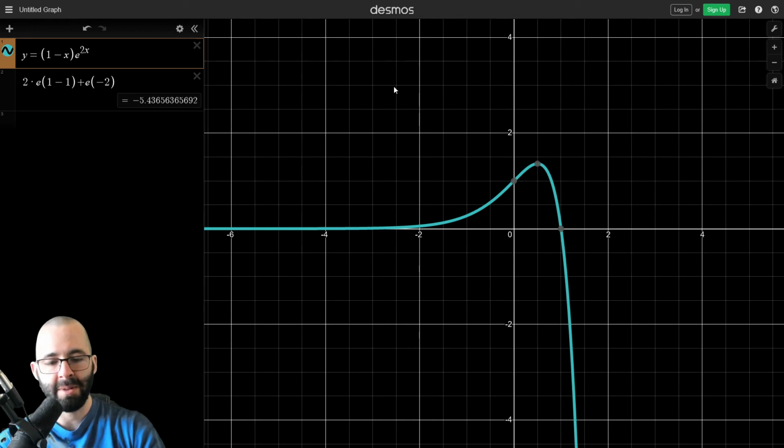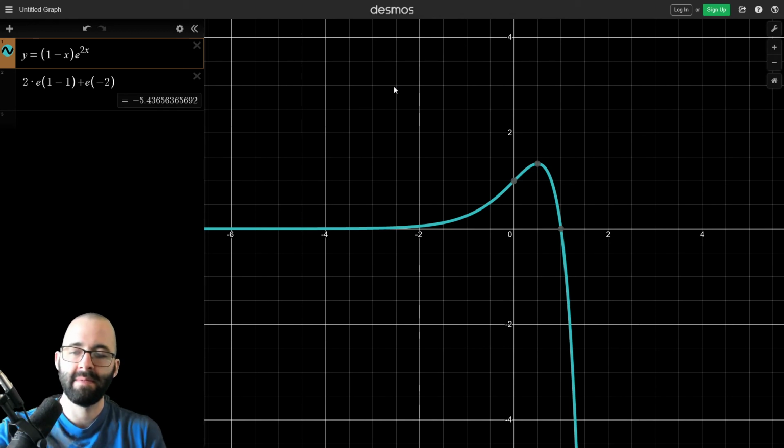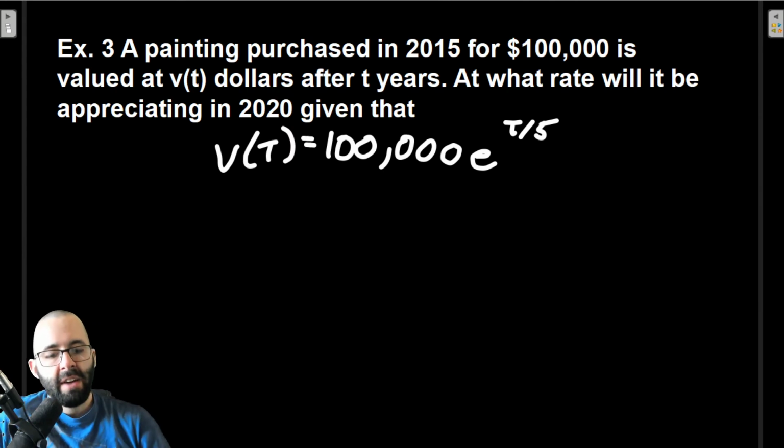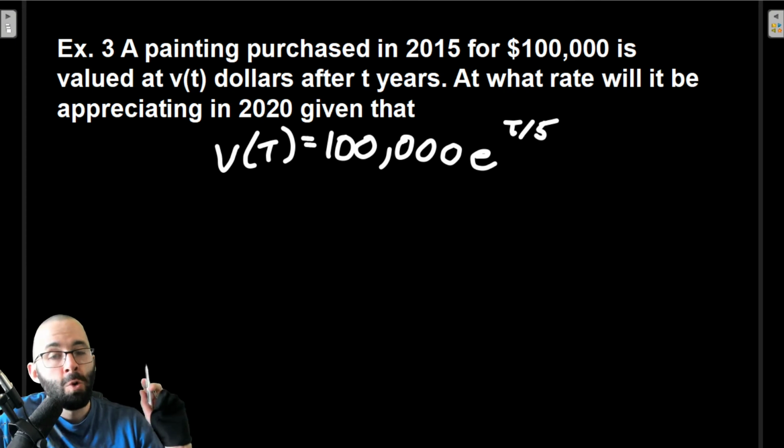Let's do one more problem. Okay. So we have a painting was purchased 6 years ago for $100K, and it's valued at some function after t years. So the value, right, is changing every year. It's appreciating. It's getting more valuable over time. Some things get more valuable over time, some things get less valuable over time. The question is, at what rate?